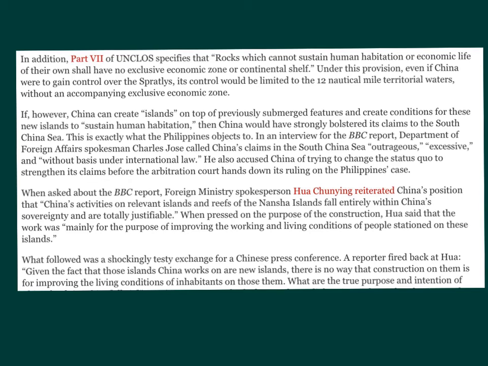Now the question comes down to why would China do this? Well, here's your answer. Part 7 of the UNCLOS, which we already covered, specifies that rocks which cannot sustain human habitation or economic life of their own shall have no exclusive economic zone or continental shelf. Under this provision, even if China were to gain control over the Spratly Islands, its control would be limited to 12 nautical miles of territorial waters without accompanying EEZ.